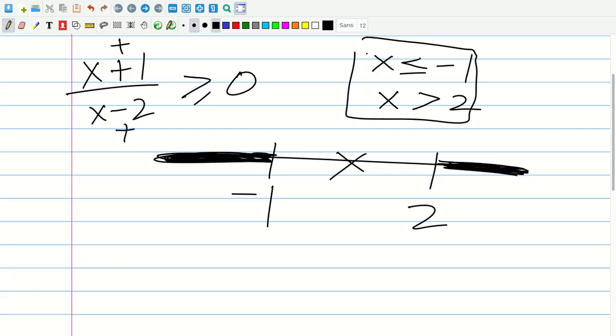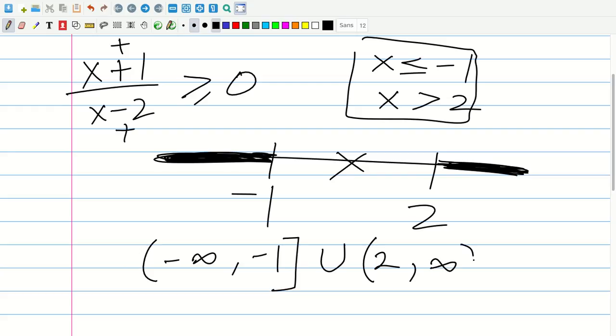And if I were to put it in different notation, let me see, just to double check my friend's answer. I would do -infinity, -1, and I would close bracket because it's included, right? And union with 2 with a circle bracket because that's not included, and infinity. So that would be my answer for that guy.